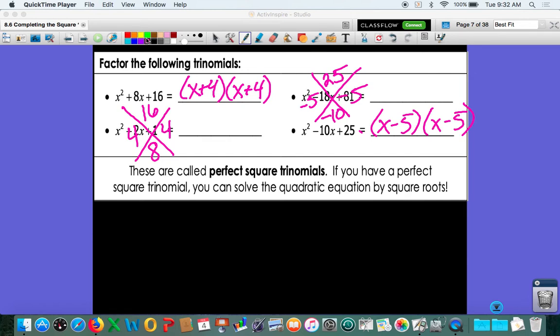Right? These, referring to the original problems, are called perfect square trinomials. If you have a perfect square trinomial, you can solve the quadratic equation by square roots. Okay, so perfect square trinomials. Trinomial means 3 terms. The first term is a perfect square. The last term is a perfect square. And that last term has to be positive.